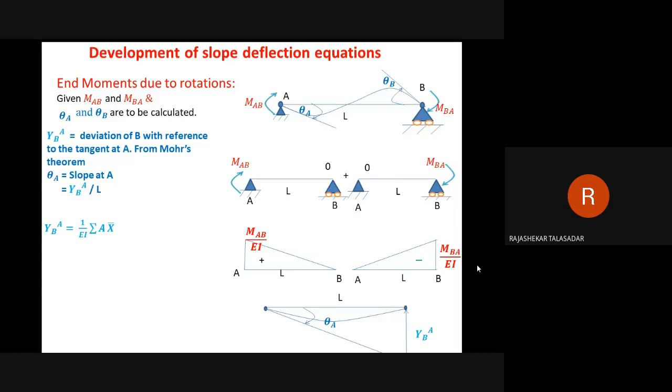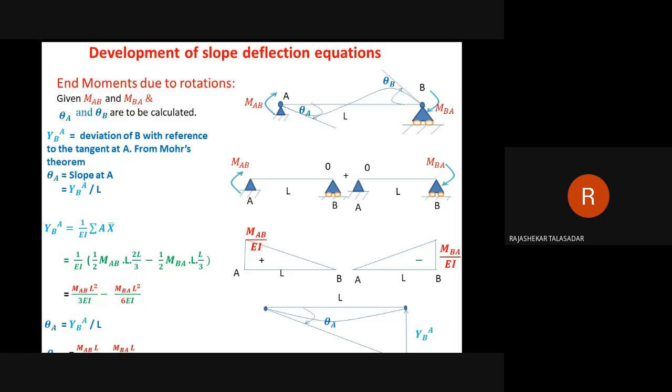So if you take the moment about B of these two diagrams, the first diagram is this. What is this? 1 by 2, base is L, height is MAB by EI, into, if you take moment about B, the distance of the centroid is 2 by 3 into base, that is 2/3 of L. This is plus, so this is minus. Again half base into height will be the area of this triangle, but taking moment about B means the distance of the centroid will be 1/3 of base, that is L by 3. So if you simplify that, you are going to get this relation, and theta A equals MAB into L divided by 3EI minus MBA into L divided by 6EI.